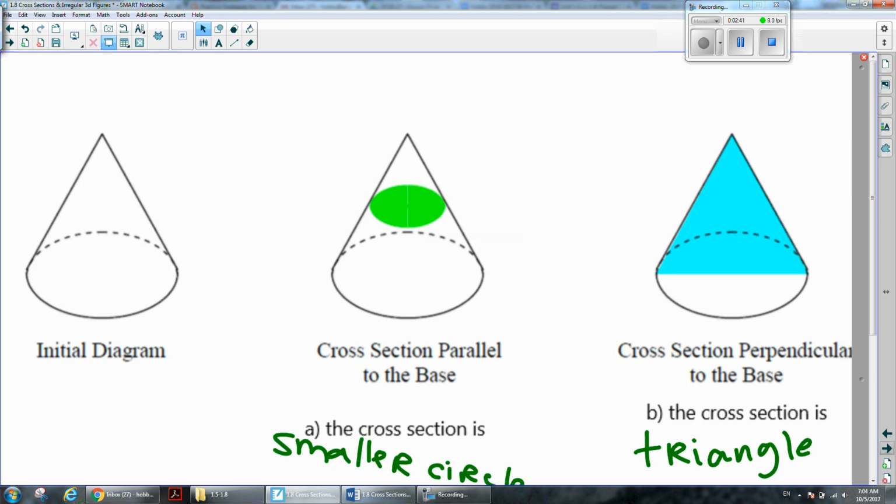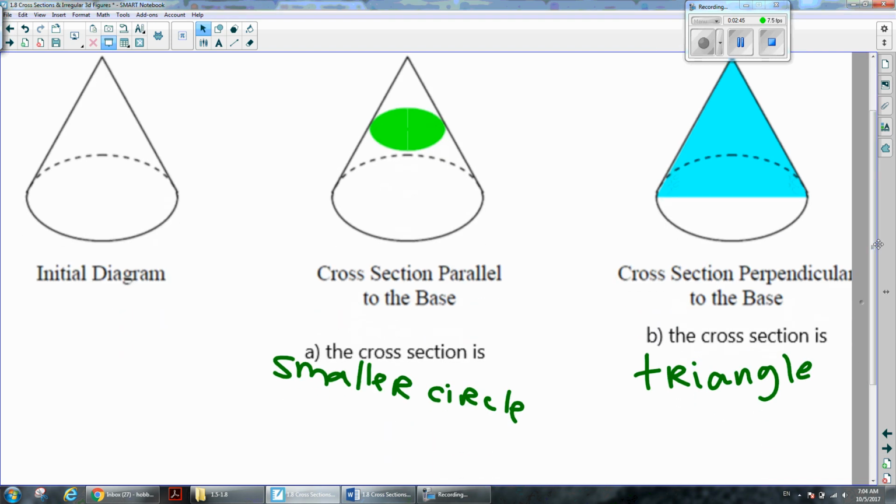If we look at a cone, okay, if we took a cross-section parallel to the base, it would be a smaller circle, since the base was a circle. And if our cross-section is perpendicular, then it will be a triangle.